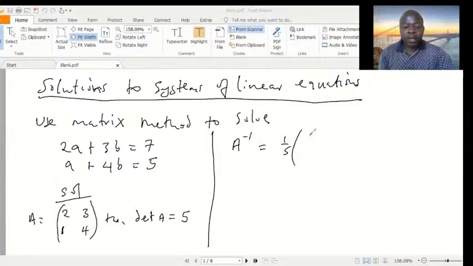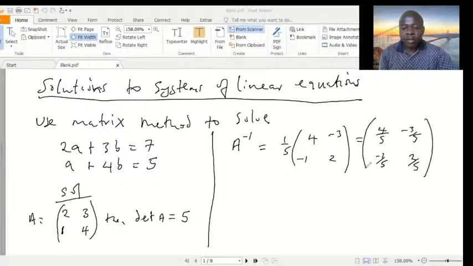So the adjoint of A is 4, 2, negative 1, negative 3, which is just 4 out of 5, negative 3 out of 5, negative 1 out of 5, and 2 out of 5. So this is the inverse of A. So now what is the value? We wanted to solve this. We want to find the value of A and the value of B.